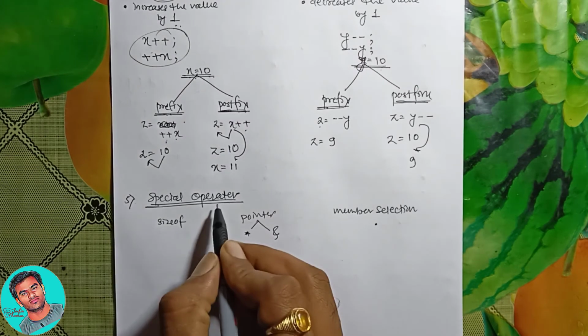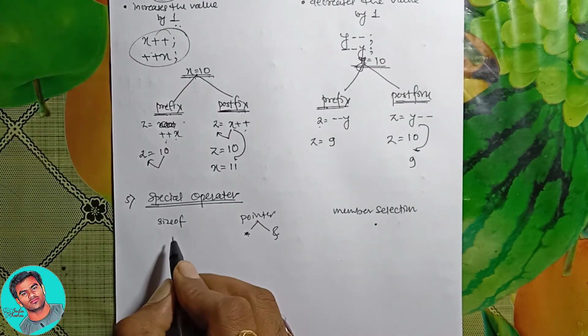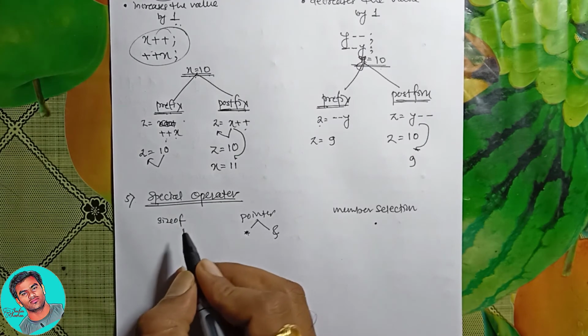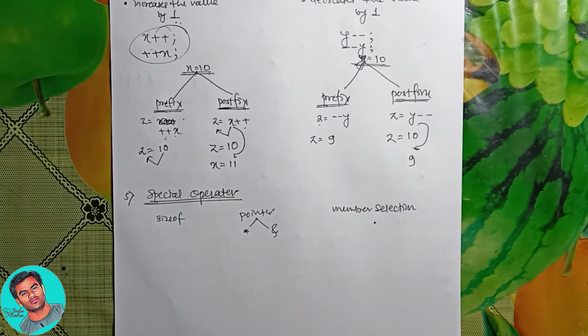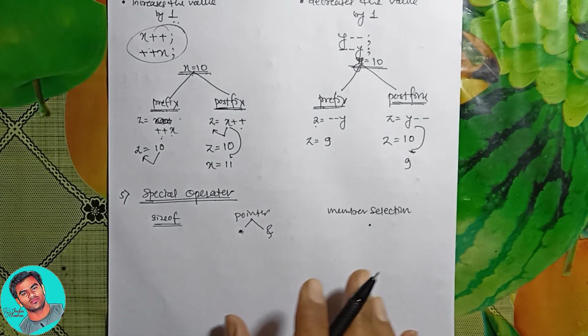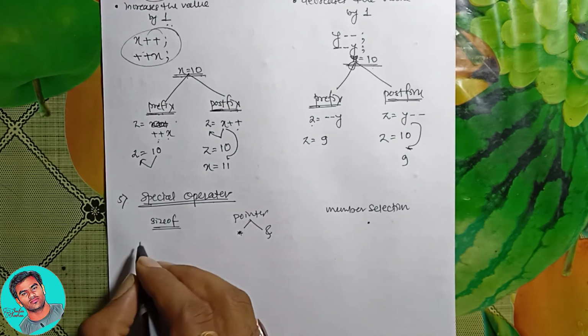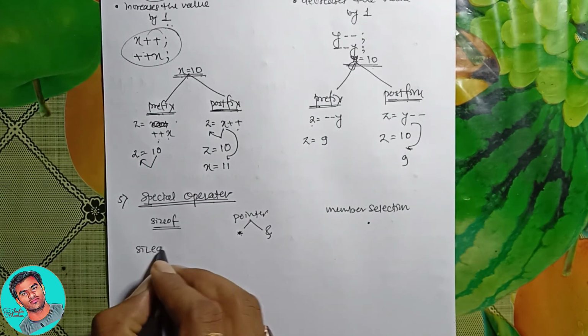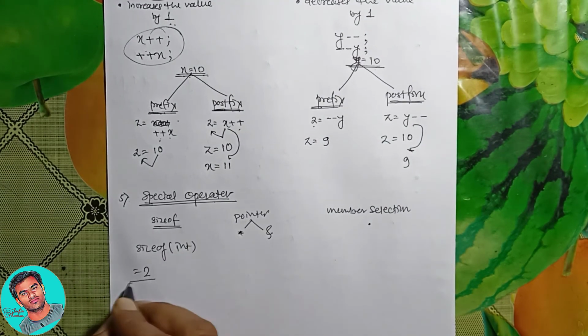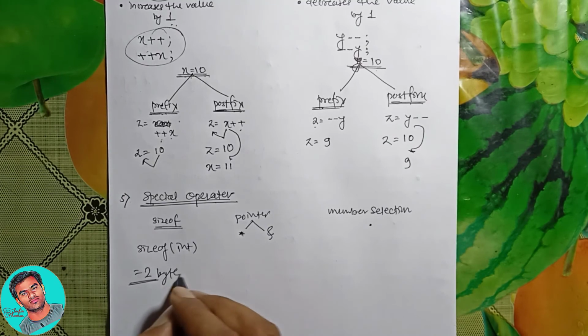The last one is special operators. We are not actually showing here what special operators are, but let's understand what they are, and afterwards, as our lecture moves on, we are going to see examples of these. The sizeof operator indicates the size of a variable. For example, if I write sizeof integer, it is going to return the value 2 as a byte value, depending on the compiler architecture.